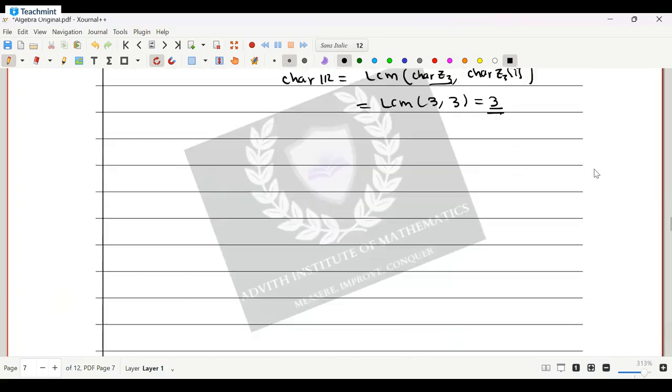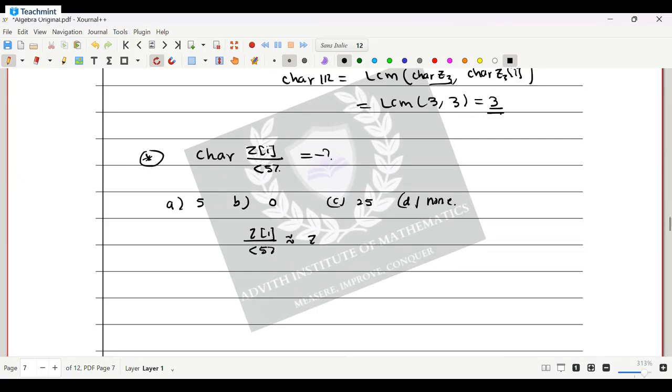Next one. The characteristic of Z[i] by the ideal generated by 5 is equal to dash. Options: A is 5, B is 0, C is 25, D is 9. The answer is 5. Z[i] by the ideal generated by 5 is isomorphic to Z5[i]. Since 5 is a prime number, the characteristic of Z5[i] is equal to 5. So the answer is 5.